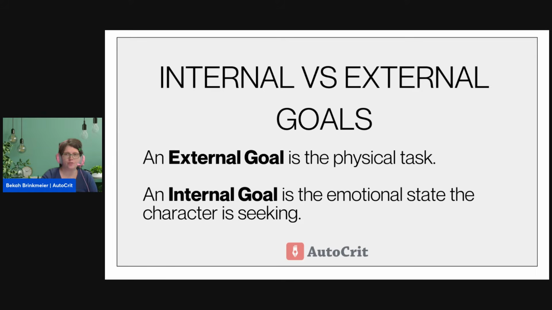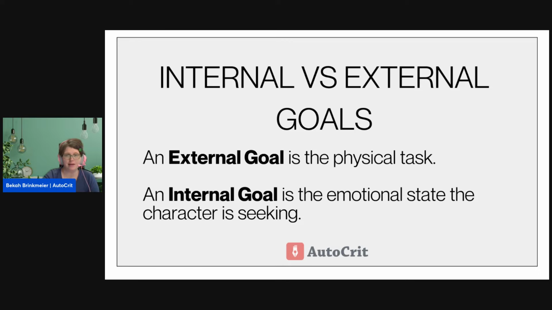So, just like your overall story, scene goals work best when they are layered. We have external goals, which are the physical tasks of what you are accomplishing. Maybe that's reaching the city, right? They're on a journey. Maybe that's acquiring the badge in order to get into the building. We have our internal goals, which are the emotional state the character is seeking. They are seeking validation, maybe. Maybe they're hiding a shameful secret, whatever it is.